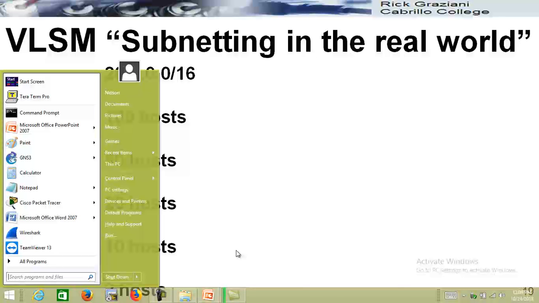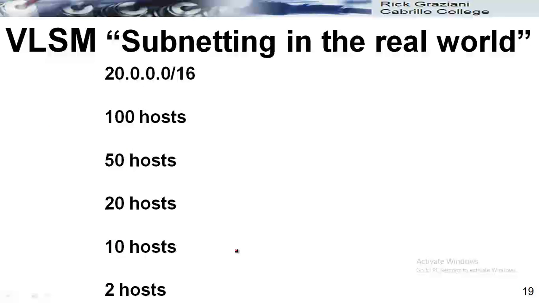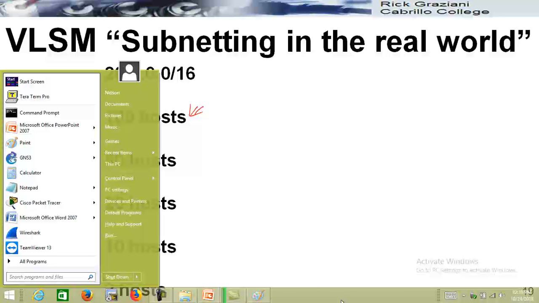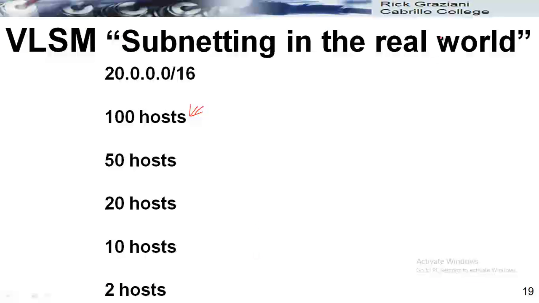So let's start with the highest host requirement, which you can see is this one here, 100 hosts. Yeah, so let me go to my whiteboard. So we have 20.0.0.0 slash, was it slash what? The given route is a slash 16. So slash 16. So we start as if we're just subnetting for 100 hosts.